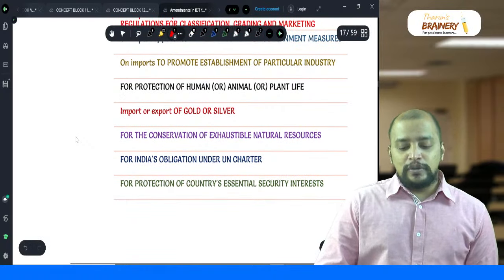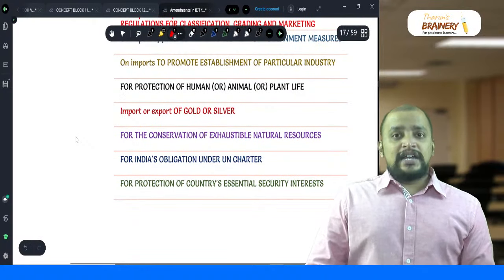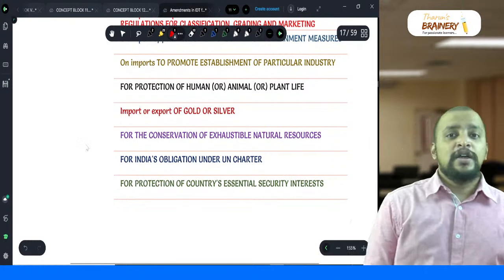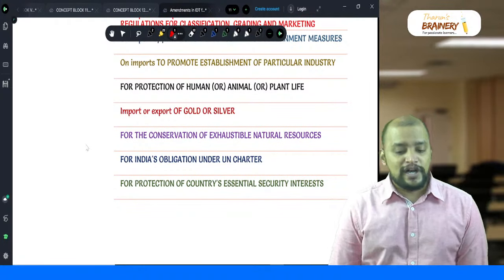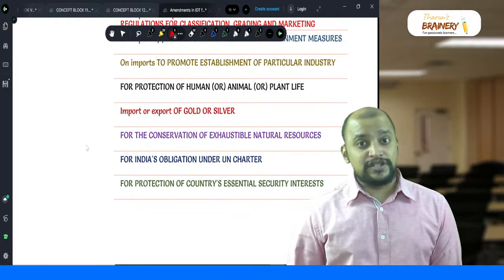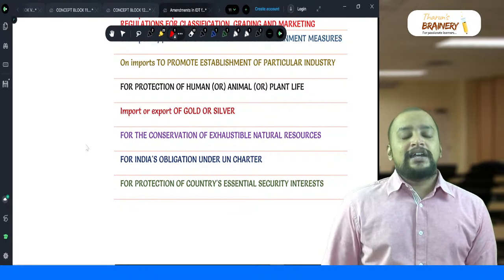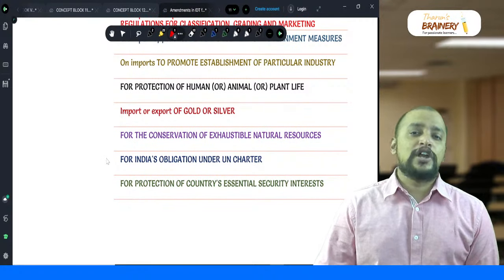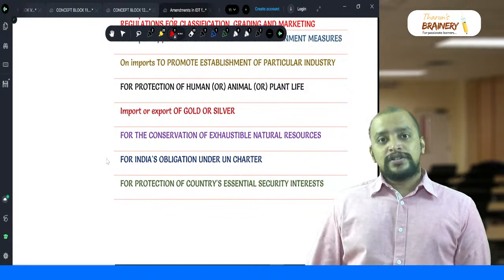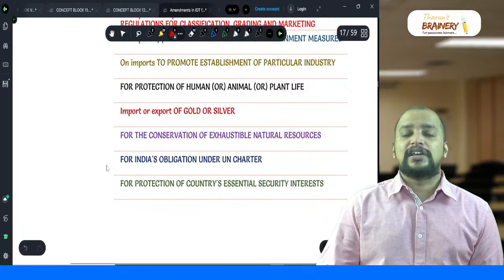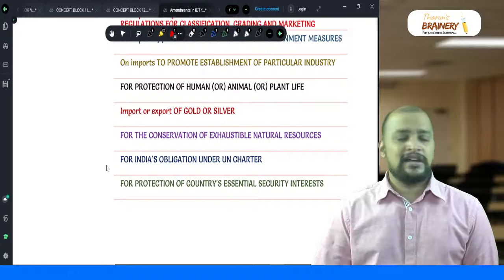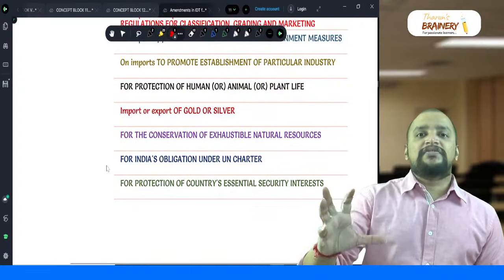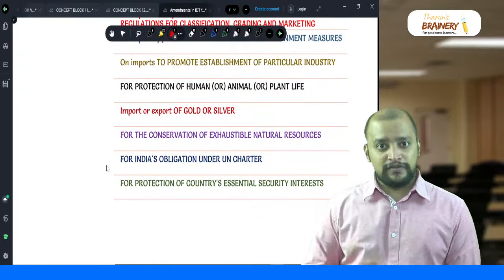Okay, for protection of human or animal or plant life. Then for import and export of gold or silver, yes, they can prohibit import from a country, maybe because that gold is not of pure quality. For conservation of natural resources, they may prohibit export of some goods. And for India's obligation under the UN Charter, according to which some goods should not be exported outside India. Then for protection of the country's essential security measures like pistols, guns, etc., they can prohibit. These are the principles under which DGFT can prohibit import or export of goods.